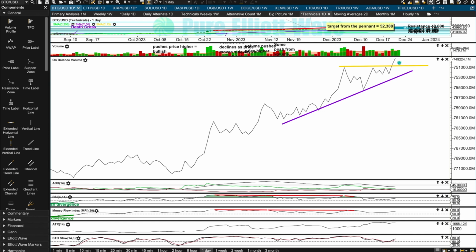In this case, the breakout was with price on the 20th of December. So this adds a little bit of confidence, in conjunction with stronger volume on the 20th of December, that we are going to see an upward breakout from the pennant. So the target is now in play.